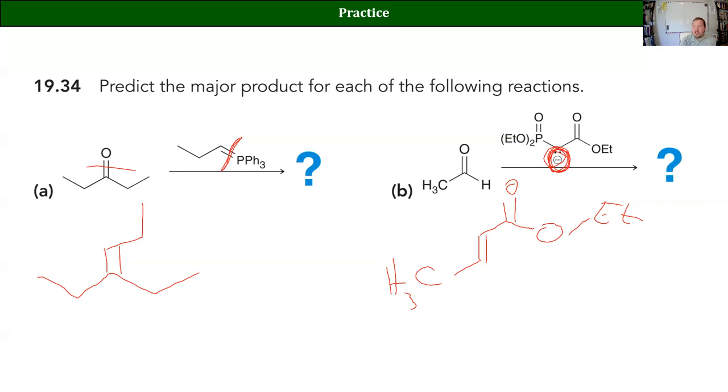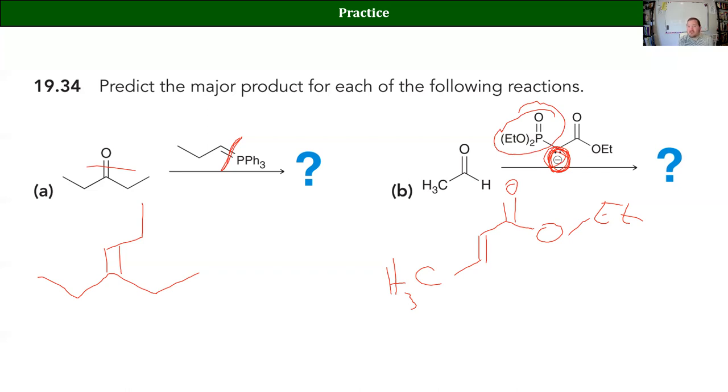Mixing up the E and the Z is not that big of a deal. Although if you've got your notes in front of you, you should be able to remember electron withdrawing versus electron donating and pay attention to that. And the rest of this, the phosphorus, is just another version of the Wittig reagent. Instead of having triphenyl phosphorus, you can have this diethoxyphosphorus that reacts the same way. It just looks a little different. Anytime you see a carbon phosphorus bond, you should be thinking Wittig reaction.